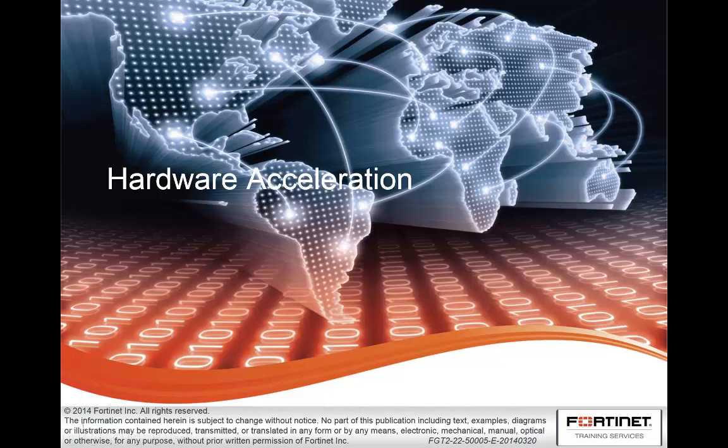In this class, we will show how FortiGate ASIC chips and mezzanine cards accelerate network performance. This includes discussing how processing that is accelerated by specialized hardware is different from processing by traditional general-purpose CPUs.